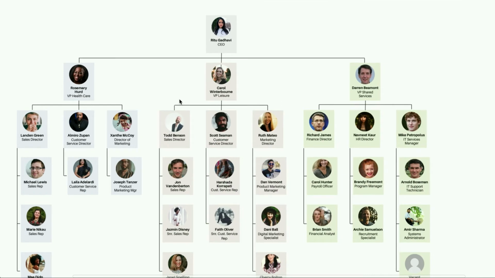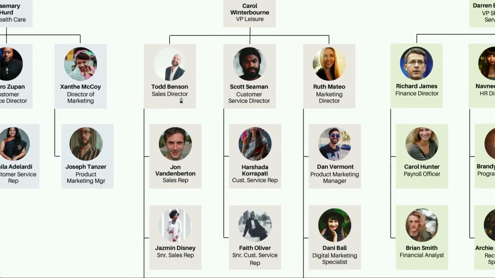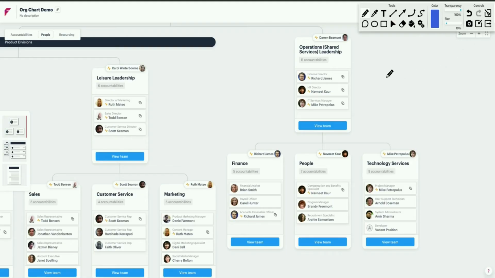Traditional org charts show people bounded within a single box, and they're not great for showing where people actually do their work. Functionally has been built to specifically map out where work gets done, and it's easy to show how a person may have different accountabilities within different teams. Let's take Navneet for example.